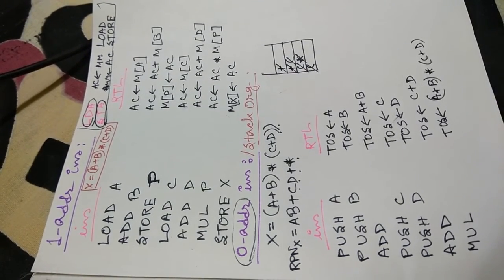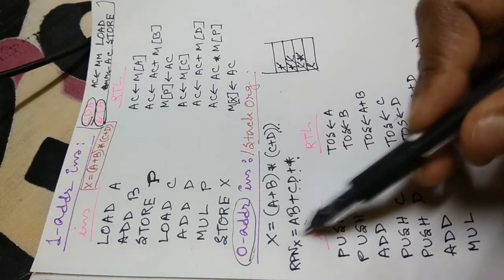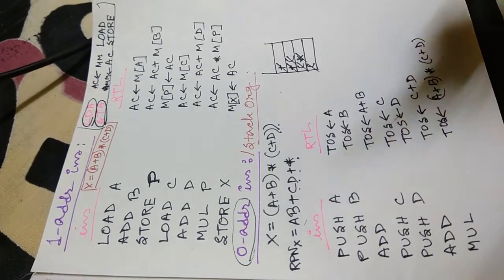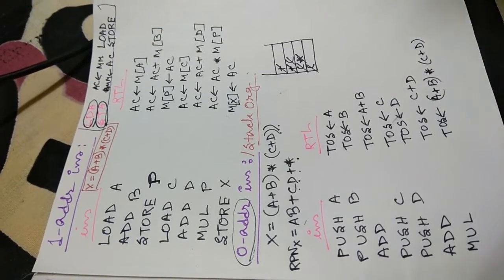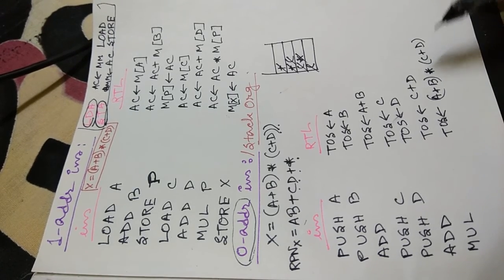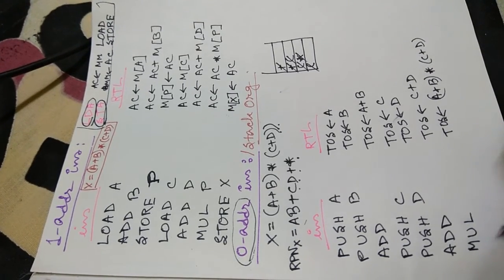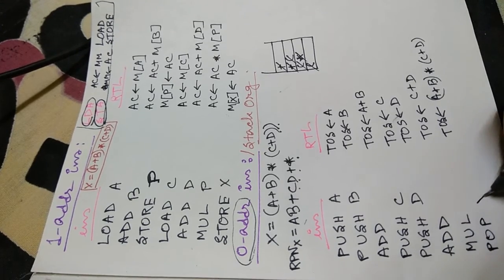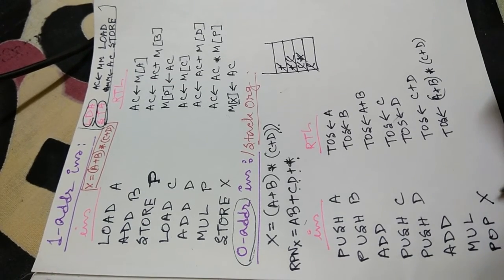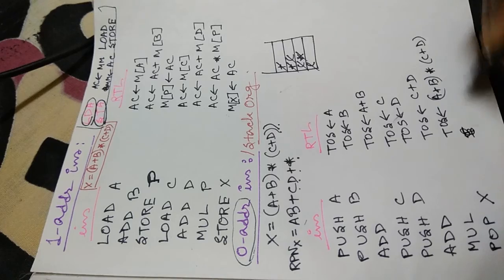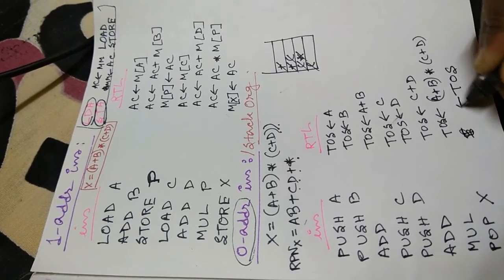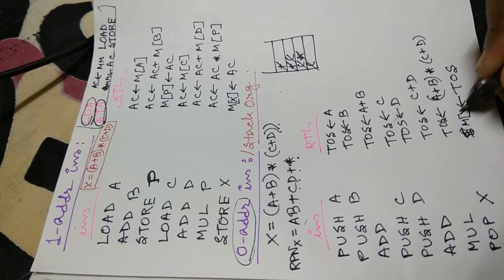Now is it finished? No. We have to store this result into X location. Now the stack contains, or top of the stack contains, same here, this result. We have to pop this and store into X location. That is why I am writing pop X. Okay. In the PDF file, this X is missing. Please write it down. Okay. So top of the stack is popped into M of X location. Finished.